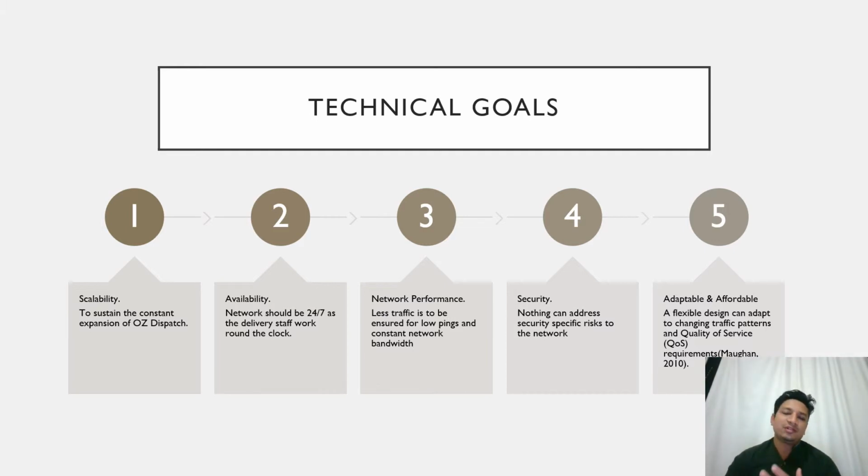Network performance is also a main key of the technical goals. So traffic congestion is to be eliminated with low pings and constant network bandwidth. Security was also a paramount concern for the traffic as a technical goal of the business. And the network, as I said, should be adaptable by comparing the wired and the wireless network.